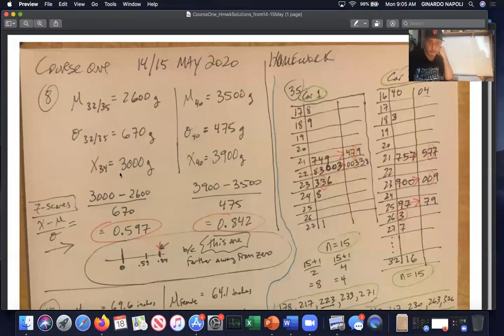So that's what I'm doing here. I labeled X the data value, so X for the 34-week baby and X for the 40-week baby. You subtract the data value minus the mean, then divide by the standard deviation. And if you notice, 0.842 is farther away from 0. On a number line, it would be right here. So the normal baby weighs relatively more compared to its own population than the preemie baby, which is around 0.6. These z-scores are used to gauge that. If you get a z-score close to 0, that's kind of average.